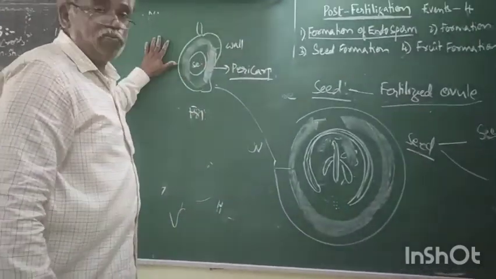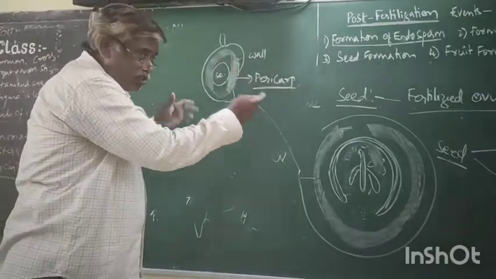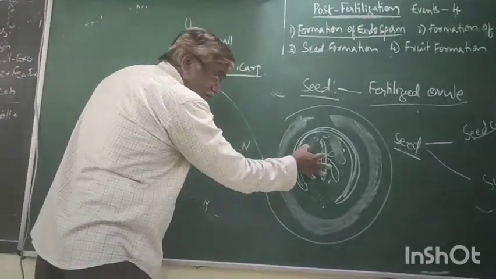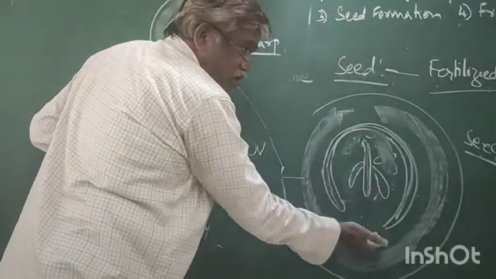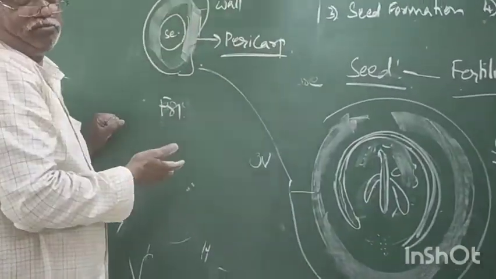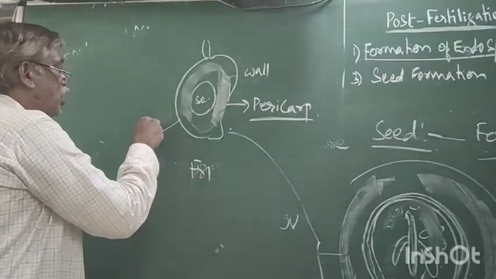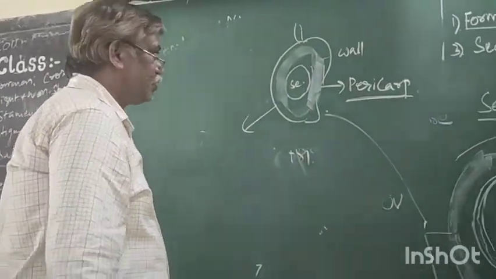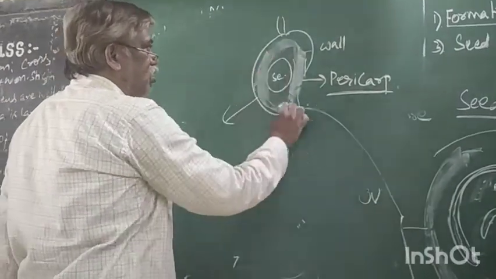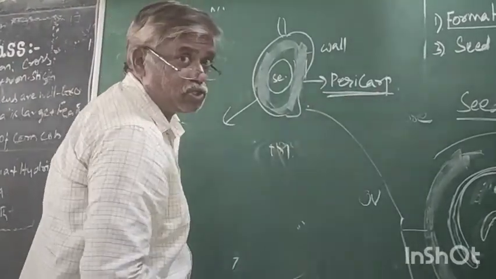after fertilization becomes fruit. Due to this conversion, internal parts are also converted. What is the internal part? Ovule. The ovule is converted into seed. Now this is what the fruits are. This fruit classification and seed classification is also right. What is this? The special name is the pericarp.